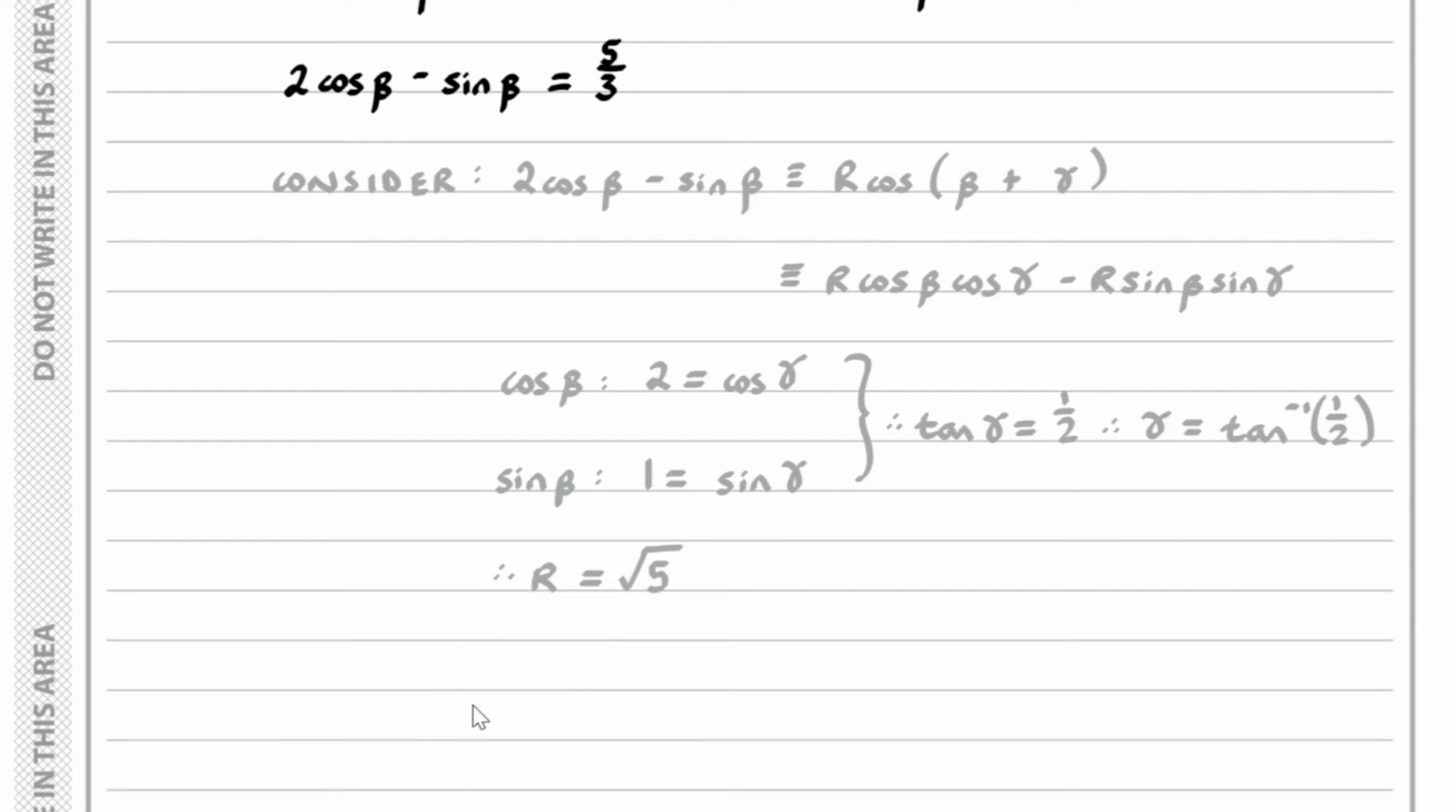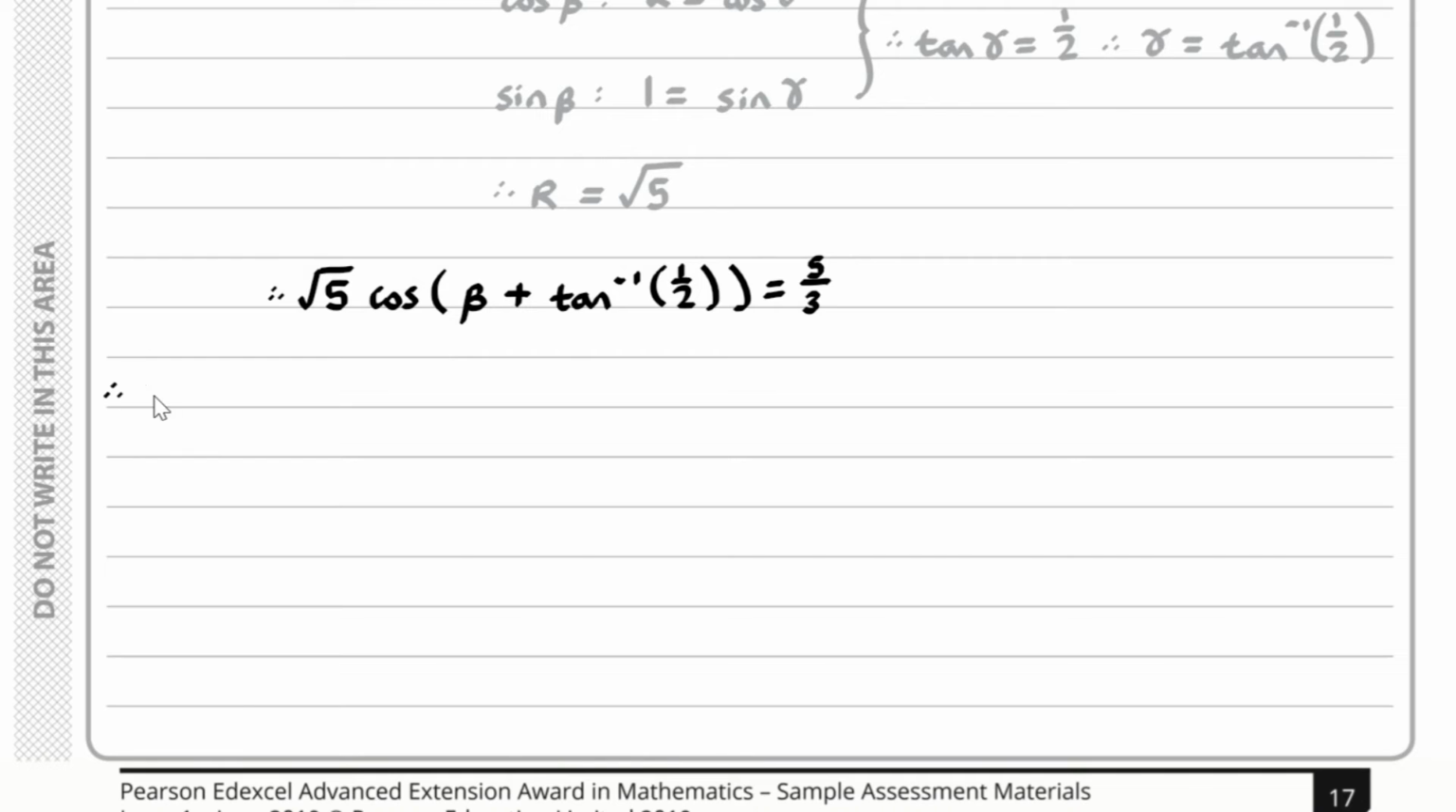And so therefore, knowing what R is, we can rewrite the left hand side as root 5 multiplied by the cosine of beta plus gamma, which is the inverse tangent of 1/2, and this is equal to 5/3, and therefore you will find beta to equal the inverse cosine of root 5 over 3 minus the arctangent of 1/2. And that's exactly what we wanted to show.